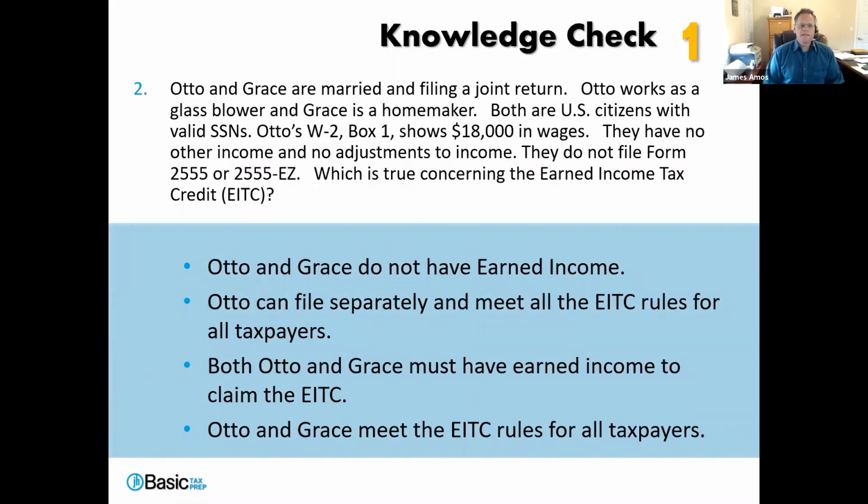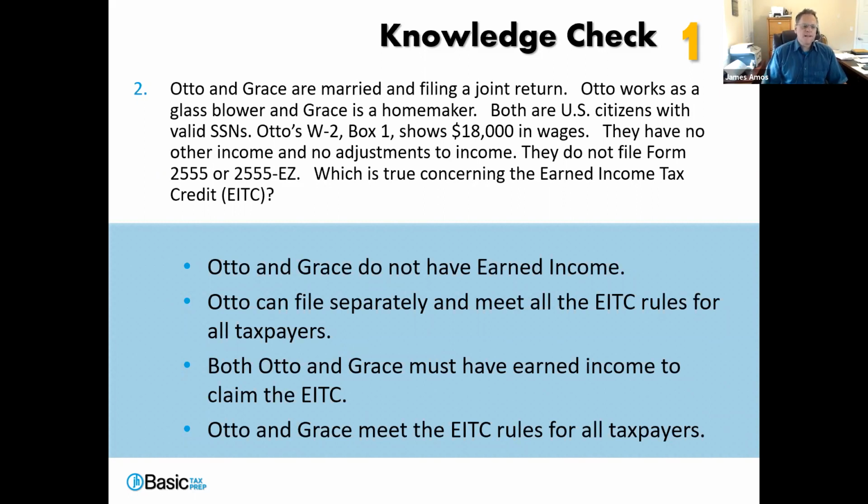Otto and Grace are married filing a joint return. Otto works as a glass blower and Grace is a homemaker. Both are U.S. citizens with valid Social Security numbers. Otto's W-2 Box 1 shows $18,000 in wages, but they have no other income and no adjustments to income. They do not file Form 2555 or 2555EZ.